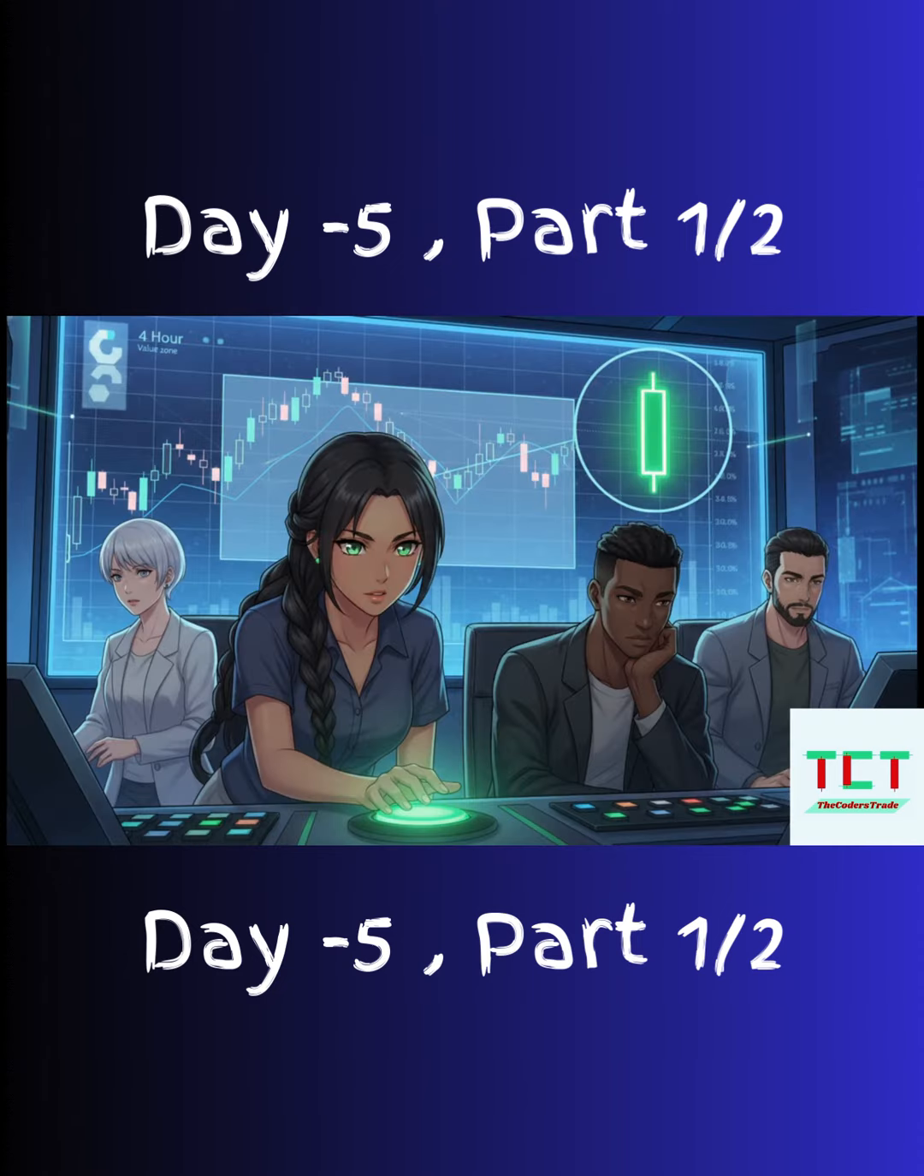And finally, pillar three. Once the price has entered our 4-hour value zone, we zoom in, way in, to the 15-minute chart. This is where we look for our green light, a specific candlestick pattern, like a big engulfing candle, that confirms buyers have officially stepped in and taken control right at that key level. This is the last piece of the puzzle we need.